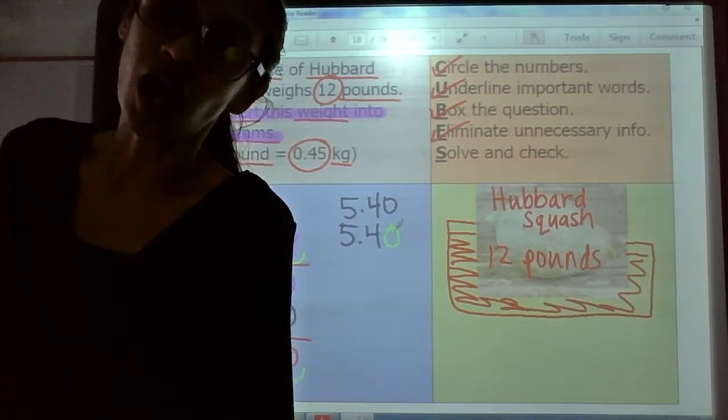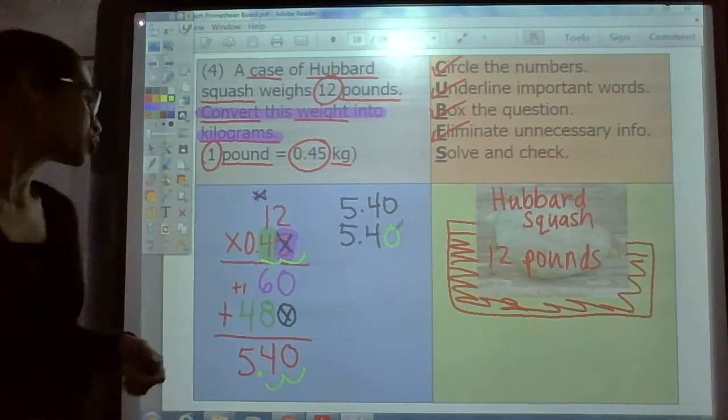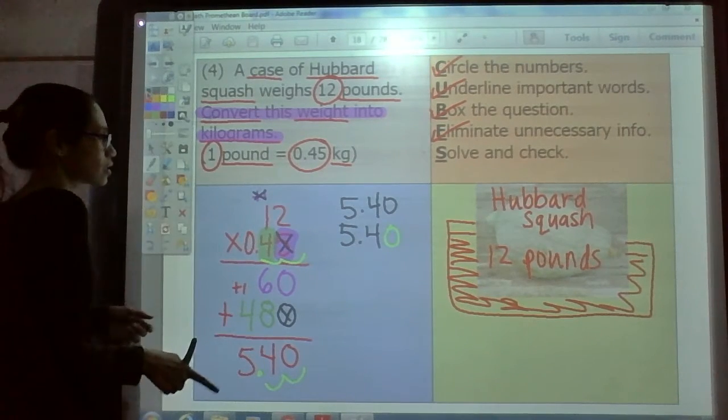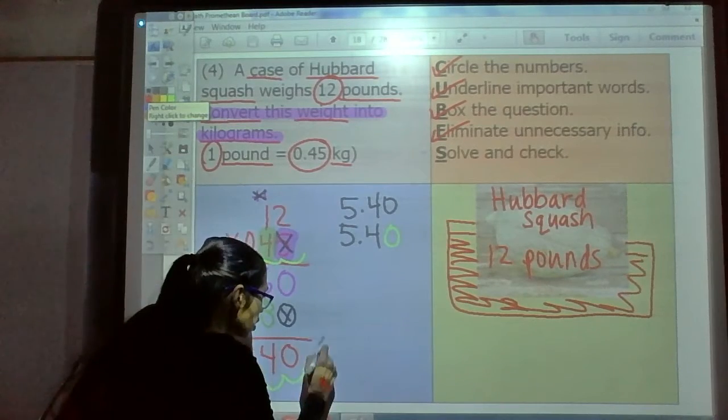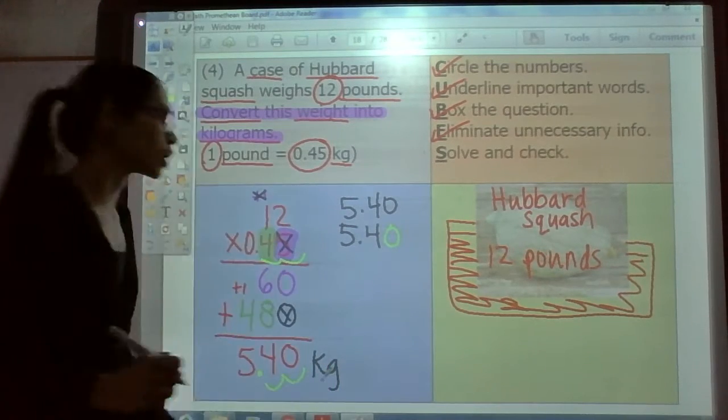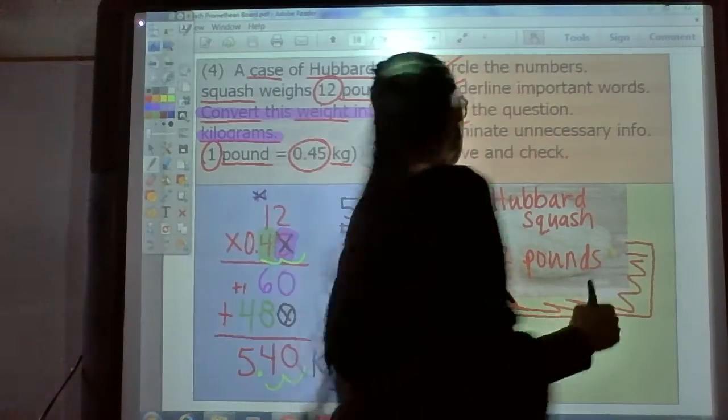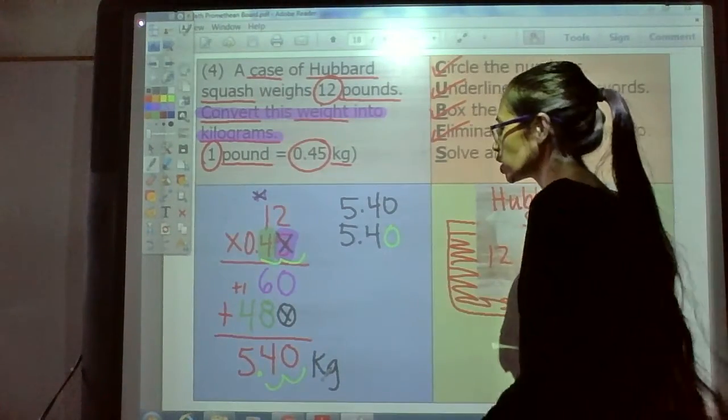We are done. Oh no, we need what? Our unit. What is our unit? Not pounds. We converted to kilograms. So the abbreviation for that is kg. Let's write a nice sentence for that. Convert this weight into kilograms.